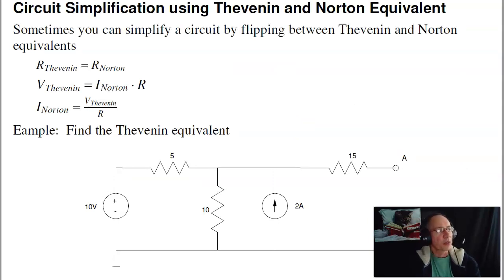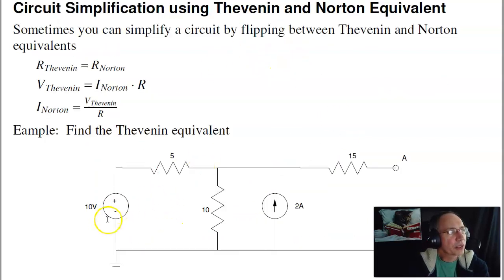With Thevenin and Norton, you can flip between the two. If I have a Thevenin equivalent, I can convert to a Norton. Likewise, if I have a Norton equivalent, I can convert to Thevenin. So I can simplify some circuits by flipping between Thevenins and Nortons. For example, in this circuit, here I've got a Thevenin equivalent, 10 volts and 5 ohms. Convert to a Norton. That becomes a current source and a resistor in parallel. The resistors in parallel add, current sources in parallel add, and then I can convert back and get to 15 ohms. So that'll be the idea.